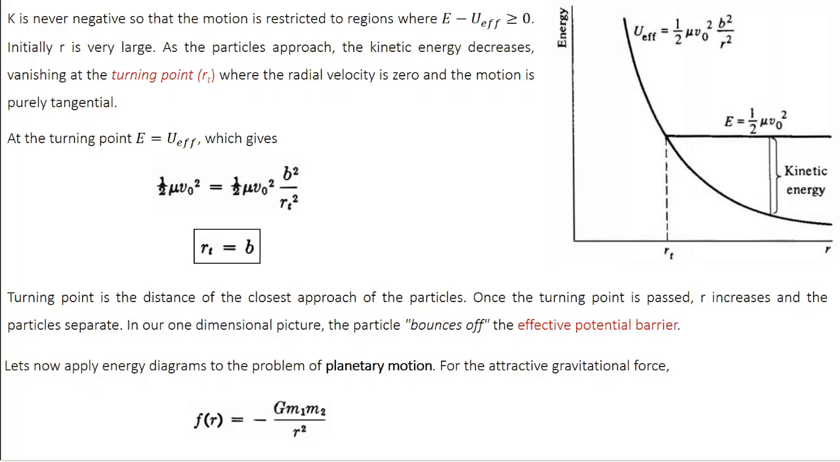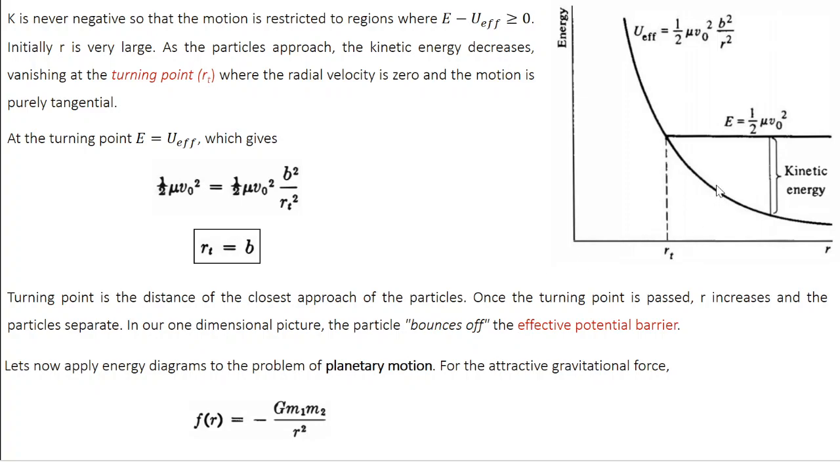We can prove this mathematically. From this diagram we can see that at the turning point, the effective potential energy equals the total energy. So E equals U effective. E is half mu v naught squared. U effective is half mu v naught squared b squared by r_t squared. So half mu v naught squared is common on either side. Cancel that. You get b squared by r_t squared equal to 1, or r_t equal to b. So the turning point is the distance of closest approach of the particle.